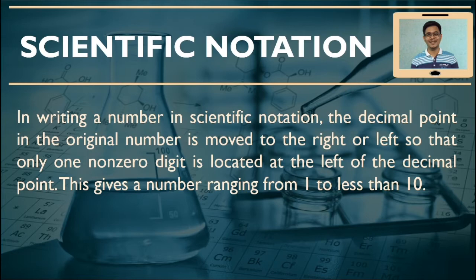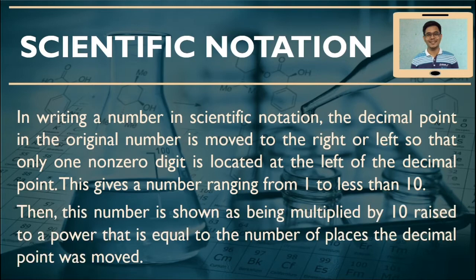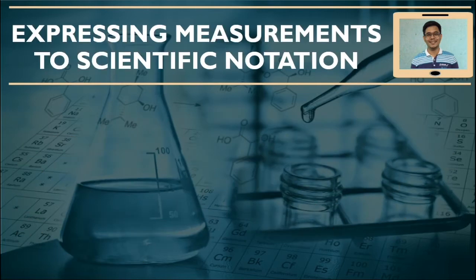This gives a number ranging from 1 to less than 10. Then this number is shown as being multiplied by 10 raised to a power that is equal to the number of places the decimal point was moved. And we have here the sub-lesson which will focus on expressing measurements in scientific notation. We have two processes on how we are going to express measurements in scientific notation.